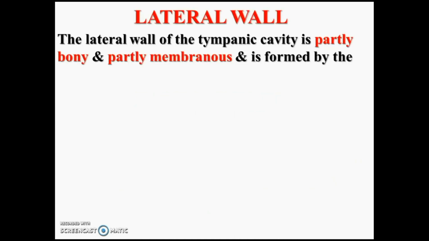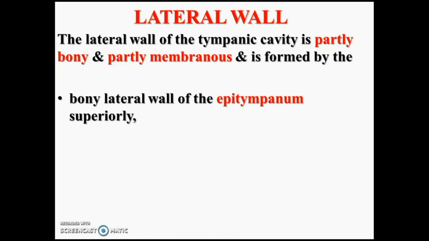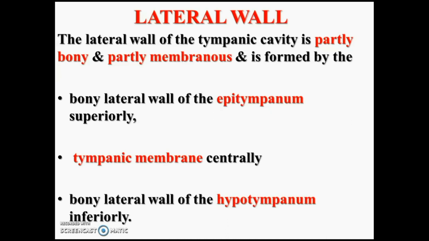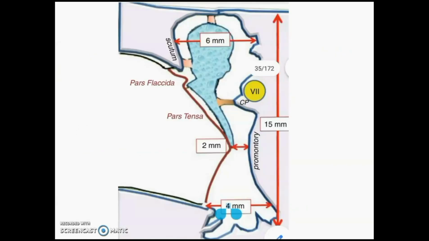The lateral wall of the tympanic cavity is partly bony and partly membranous. Above and below it is formed by the bony walls, that is the bony lateral wall of the epitympanum superiorly, the tympanic membrane, that is the membranous part, in the center, and the bony lateral wall of the hypotympanum inferiorly. You can see here the coronal section of the right middle ear. You can see the tympanic membrane there in the brown line. Above you can see the bony lateral wall of the epitympanum, the tympanic membrane, and the bony lateral wall of the hypotympanum.